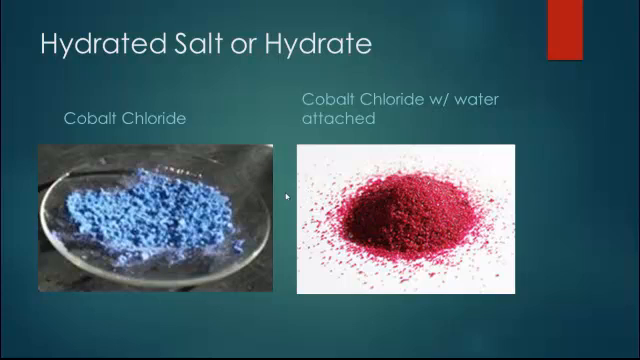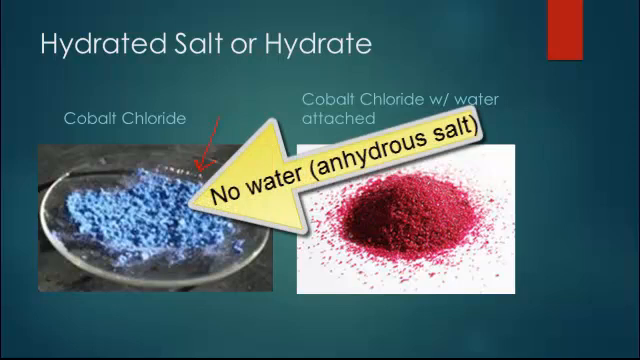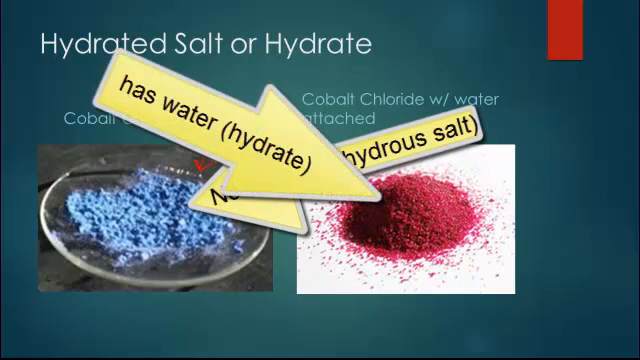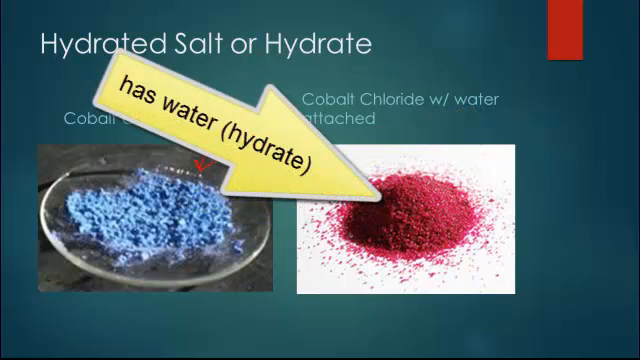When you look at these two, these are both cobalt chloride, but the one on the left does not have any water attached to its crystals, but the one on the right does. So when cobalt chloride absorbs a little bit of water, it stays a crystal, but it becomes a red crystal. So this one is actually a hydrate.